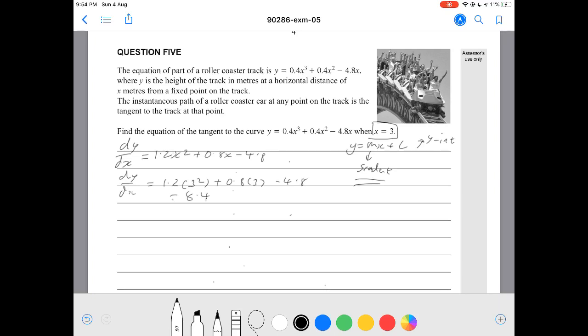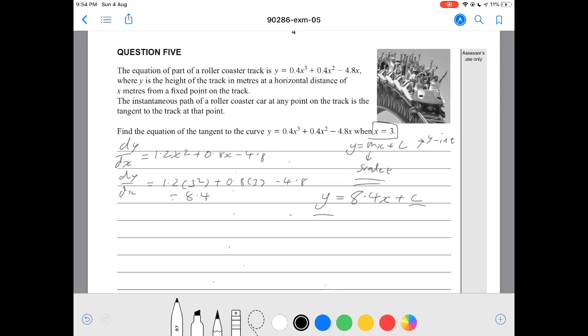So now you know that 8.4 is your gradient. Now I can rewrite the equation as y equals 8.4x plus c. You still need to find your c value, and for that you need a y value. In some questions, they'll already give you the y value, but for this specific question, they have not given you the y value, so you need to manually find it yourself. How are we going to do that? We're going to substitute our x value back into our function.